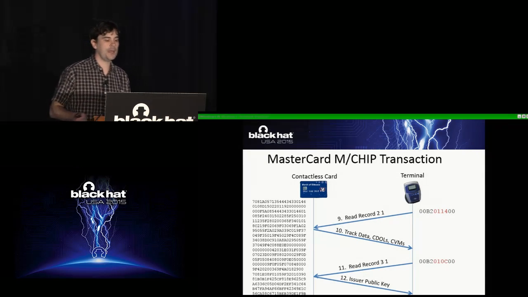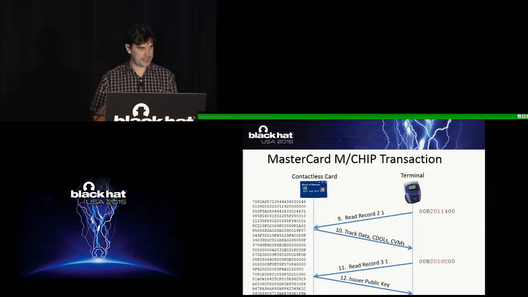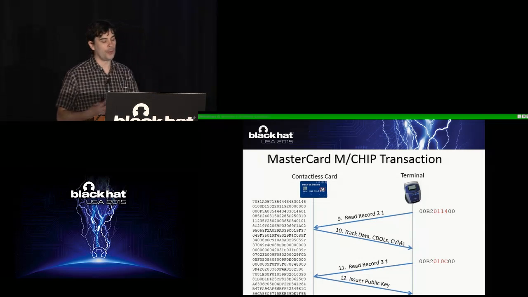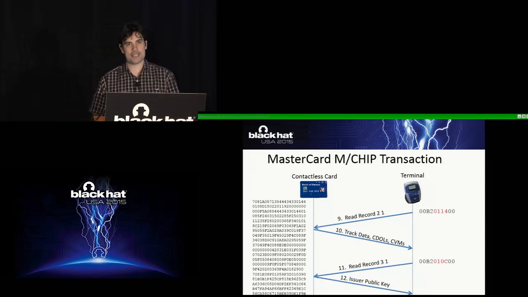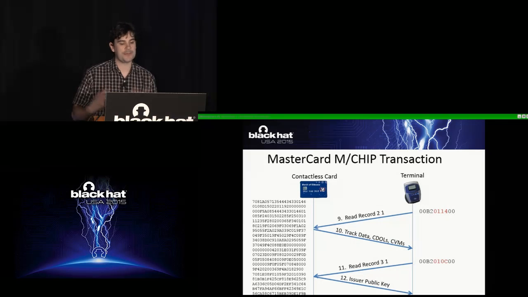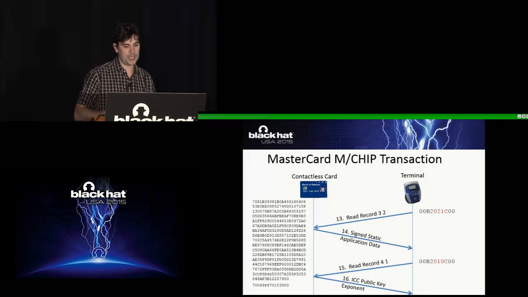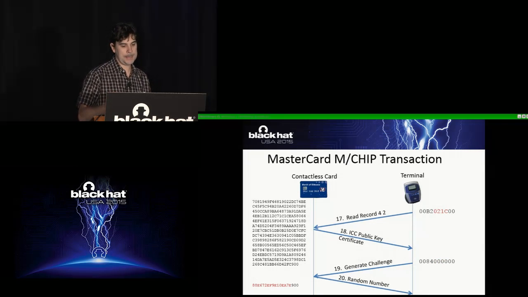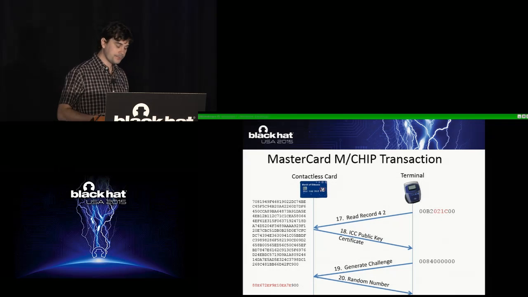Now, the second type of support mode in Mastercard is M-chip support. M-chip is a cut-down version of your EMV or chip card design. So here we have to read a lot more information to verify the transaction. So here we're reading a lot more records, a few more records, and more records. You can see here that you're sending public key and certificates and signed data at this point.